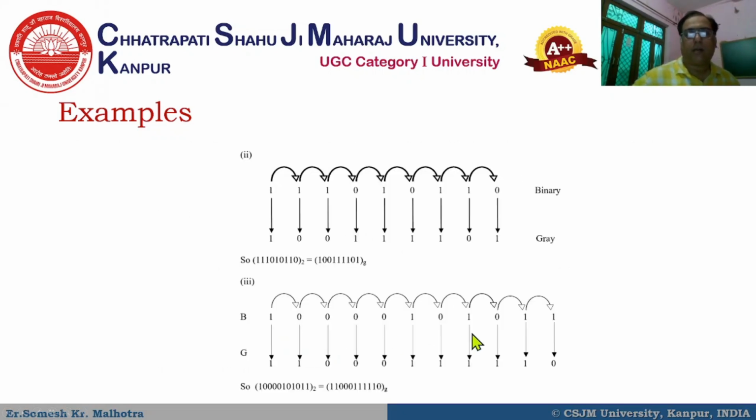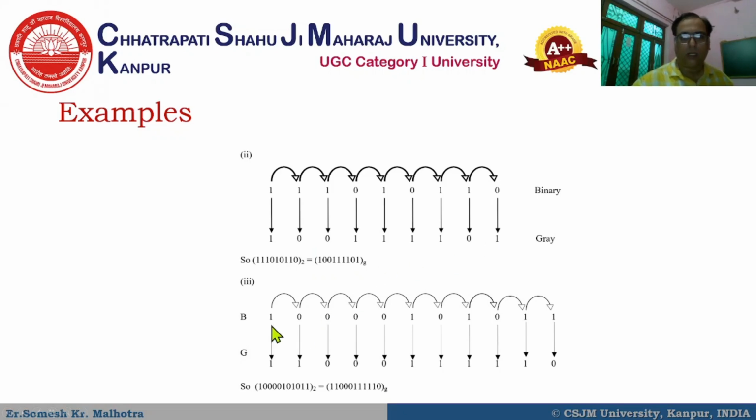Now let us see the second part. Again here I'm taking the MSB part. Now 1 XOR 1 is 0. 1 XOR 1 is 0. 1 XOR 0 is 1. 0 XOR 1 is 1. 1 XOR 0 is 1. 0 XOR 1 is 1. 1 XOR 1 is 0. 1 XOR 0 is 1. So this will be the gray equivalent of the above binary number.